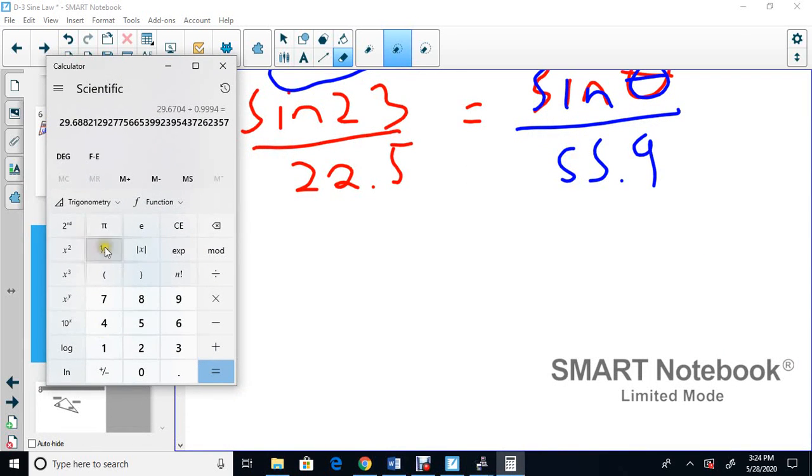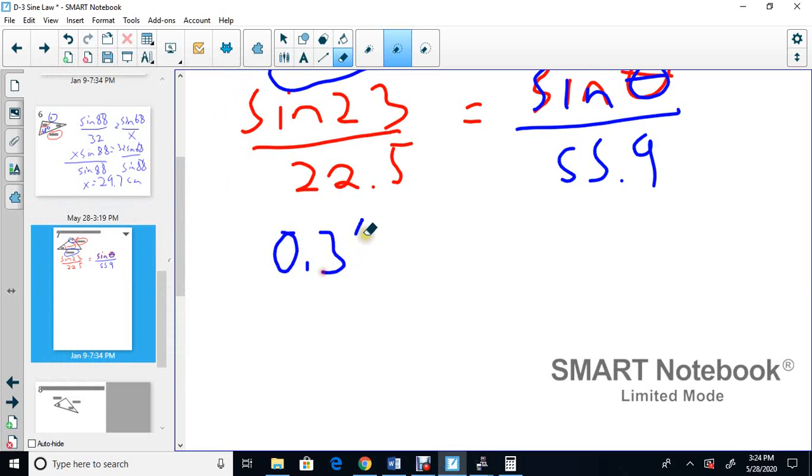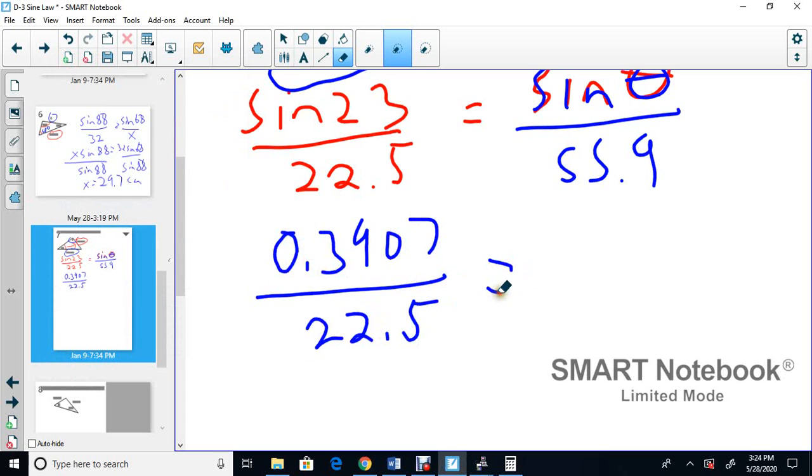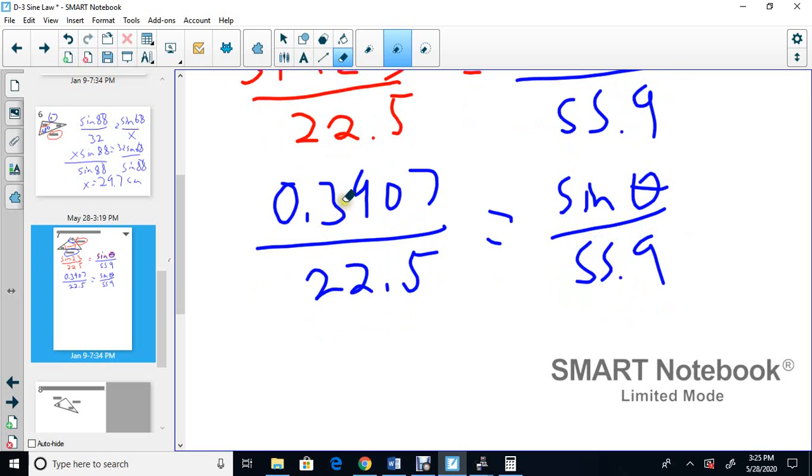So right away, they clear the calculator, and they go 23 and they go sine. And they get 0.3907. So here they write 0.3907 over 22.5. And then here they have sine of theta over 55.9. And now they cross multiply. So they cross this way, and maybe they get 22.5 sine theta.